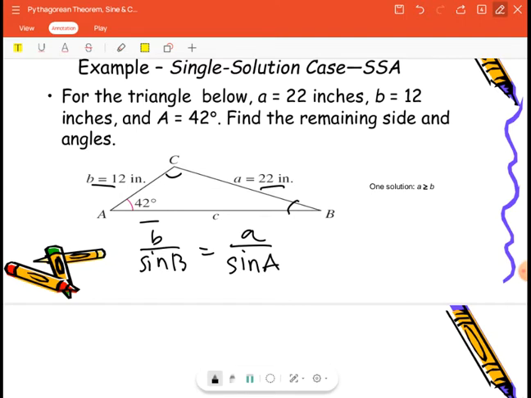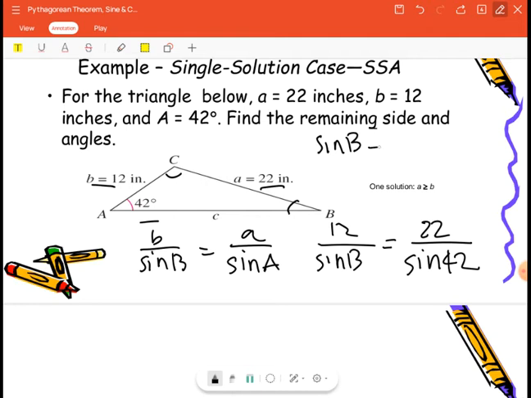Okay, so ilalagay natin siya. Yung B natin ay 12 over sine ng B is equals to A natin ay 22 all over sine of 42. Okay? And that is equals to cross multiply. So, sine of 42 times 12 divided by 22. Ang lalabas ay ito, sine B. Ang lalabas na sagot ay 0.3649.